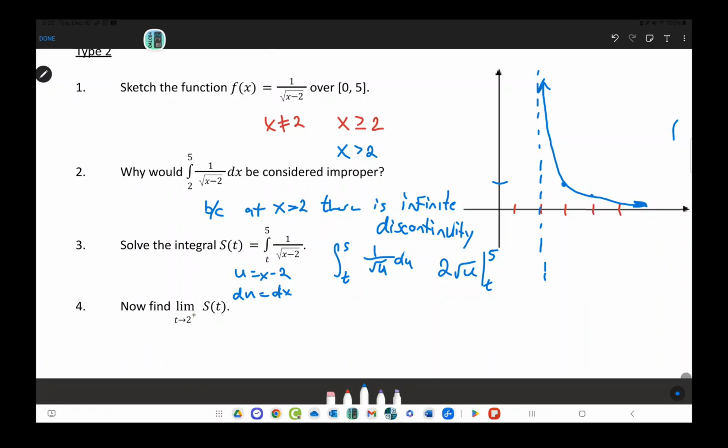Now that's going to give me, this out of the way, don't need that. Plug x back into square root of x minus 2 from t to 5. So if I plug in 5, I get 2 square root of 3 minus, plug in t, 2 square root of t minus 2.